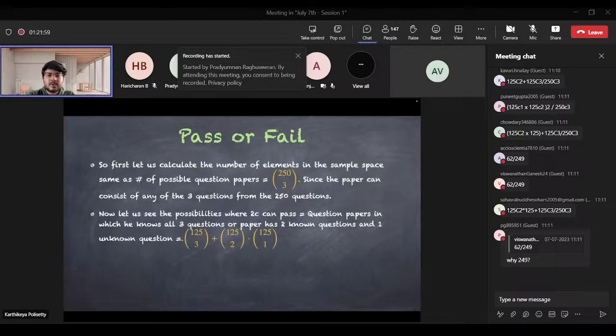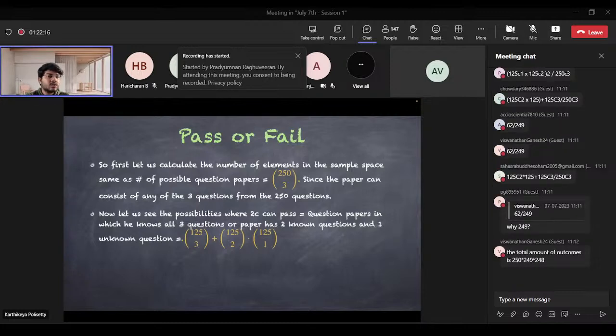Now let us see the possibilities where 2C can pass. That is question papers in which he knows all 3 questions, or the paper has 2 known questions and 1 unknown question, which is equal to 125 C3. Since he knows half of the questions, 250 by 2, 125. So among these 125, if he is lucky enough, he will get all 3 questions correct. So 125 C3. If not, he has to pass.